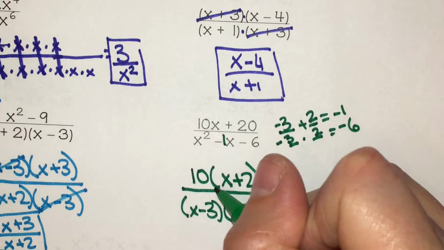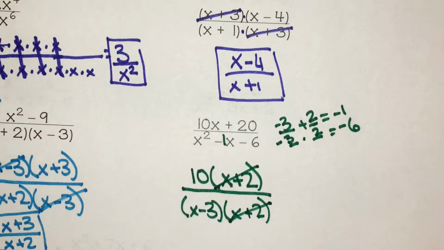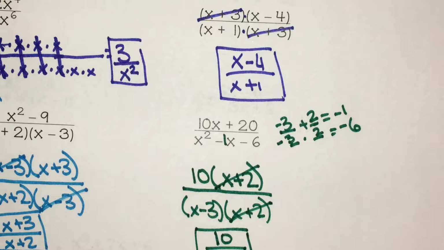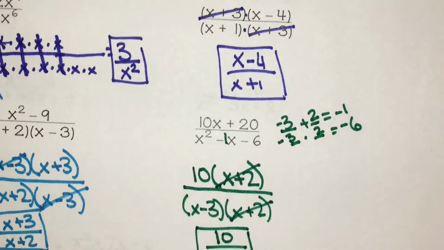What I have in common is an x plus 2 on top and bottom, so they cancel each other out. That means this is 10 over x minus 3. Of course, I'm going to get a little more complicated on the next one.